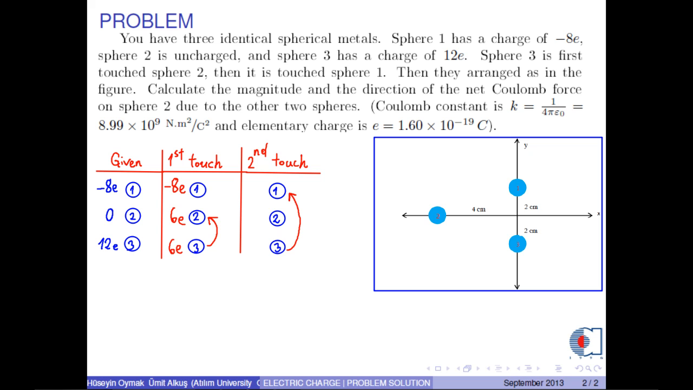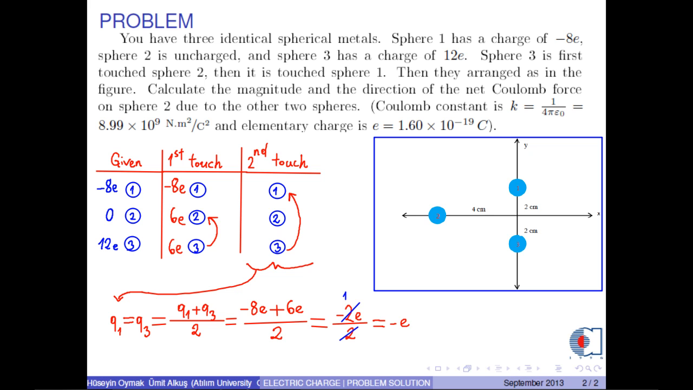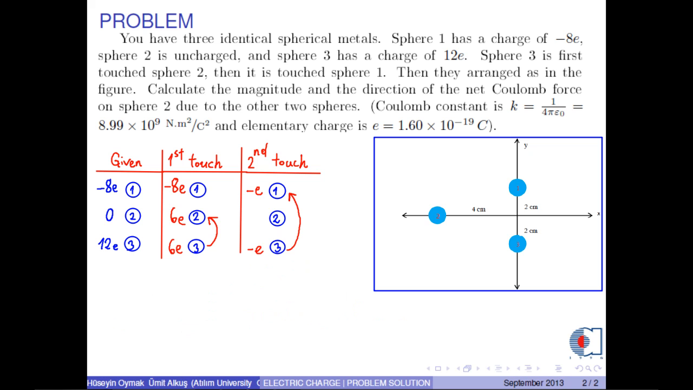After the second touch, the total charge of spheres 1 and 3 is shared equally between each sphere. Namely, they would be equal to Q1 plus Q3 over 2. Q1 is negative 8e and Q3 is 6e. Therefore, we write negative e for spheres 1 and 3, and sphere 2 remains constant.